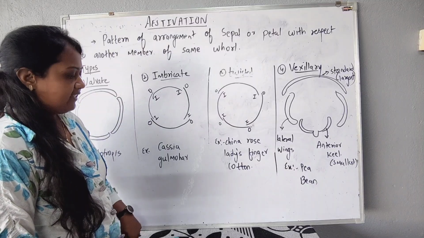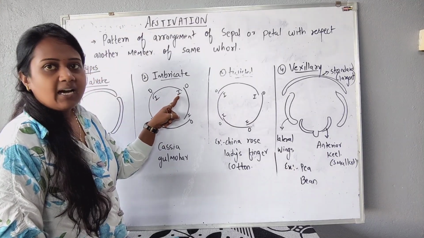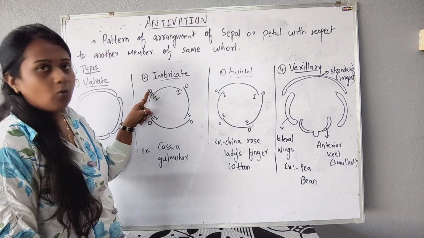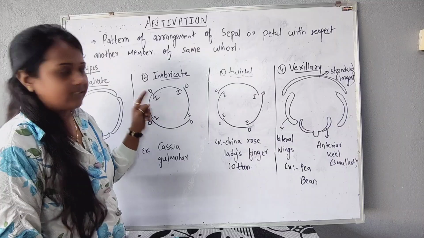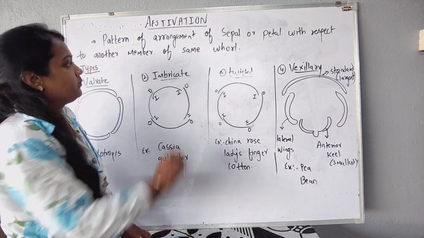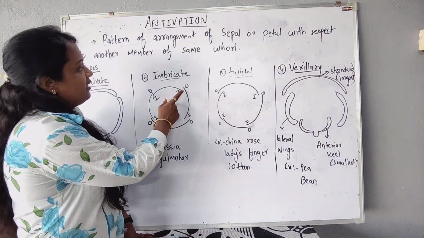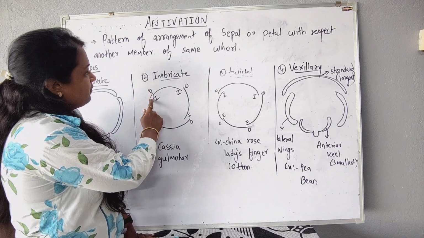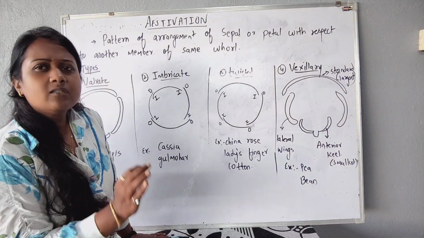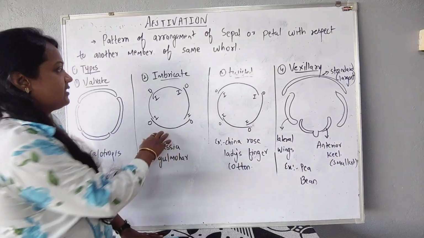What is imbricate? I have labeled the margin on the right side as I. I stands for inner, and the other as O. O stands for outer margin. So look at this imbricate aestivation. What is imbricate? The margin of one sepal or petal is overlapping the other, but not in a fixed manner. No, there is no fixed manner for this imbricate aestivation. How? Look at this diagram.